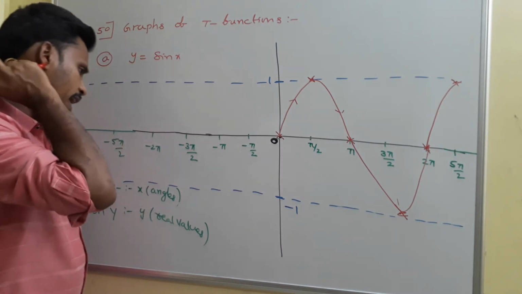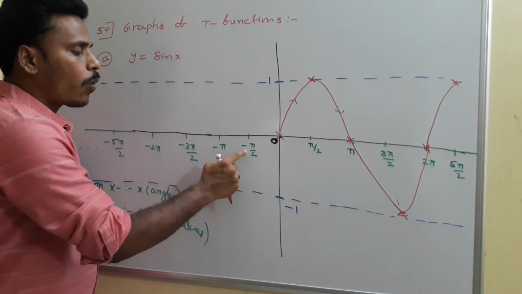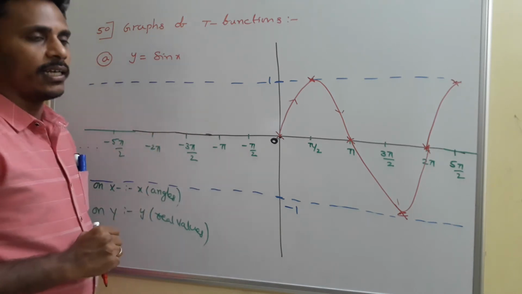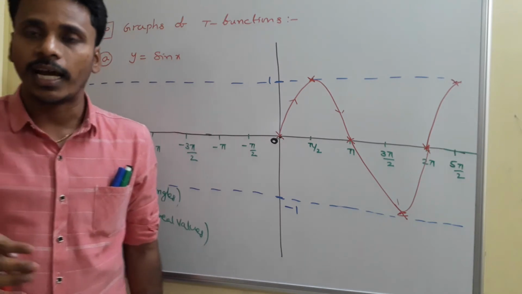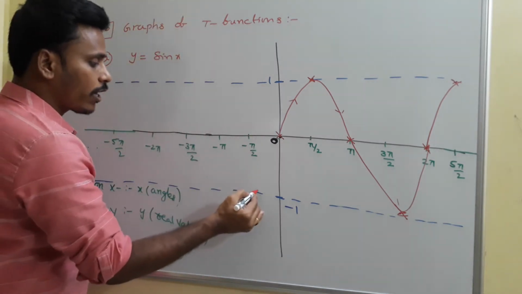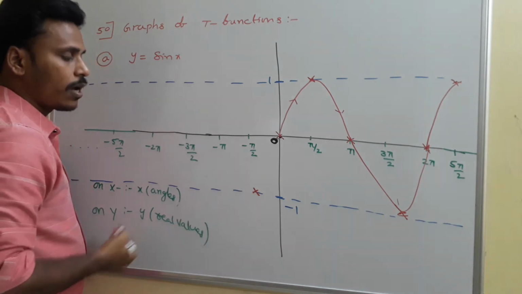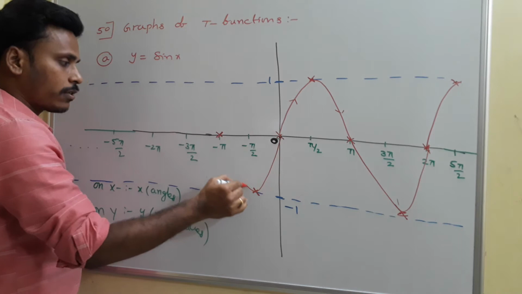Whereas coming to this side, sine 0 degrees is 0, it is very clear. Just follow the values. What do you say about sine of minus 90 degrees? We know that sine of minus theta is minus sine theta. So sine of minus pi by 2 is minus sine pi by 2, so sine of minus pi by 2 is minus 1. And sine of minus pi is 0. So the graph continues like this.